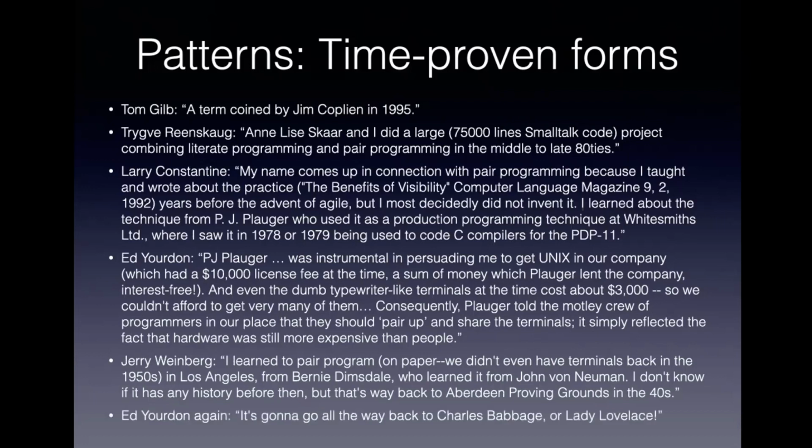And then I told Ed Yourdon this, and he says, well, it's got to go all the way back to Charles Babbage and Lady Lovelace. Yeah, I'm sure they were pairing. And then I talked to Brian Kernighan, and he said, I have no recollection of any of the history of pair programming, and I certainly have no involvement with it at all. But people in computer science don't understand history, and they think, okay, well, pair programming is this modern, new, whiz-bang agile thing that came from Kent Beck. Well, no. This comes all the way back to John von Neumann.